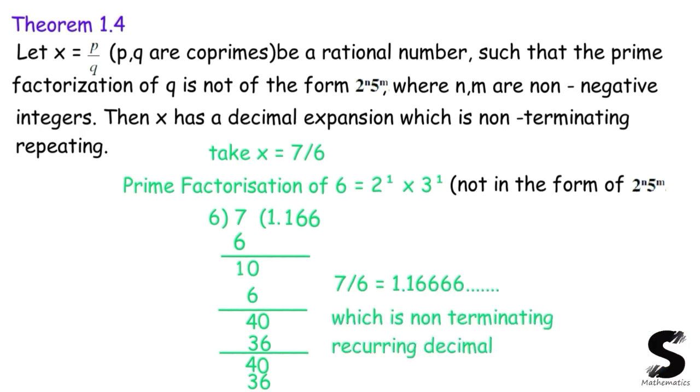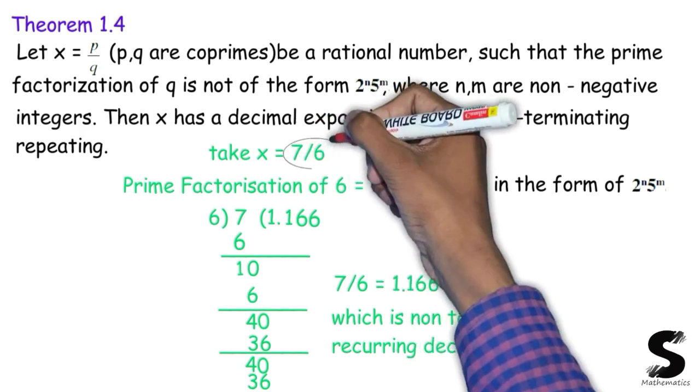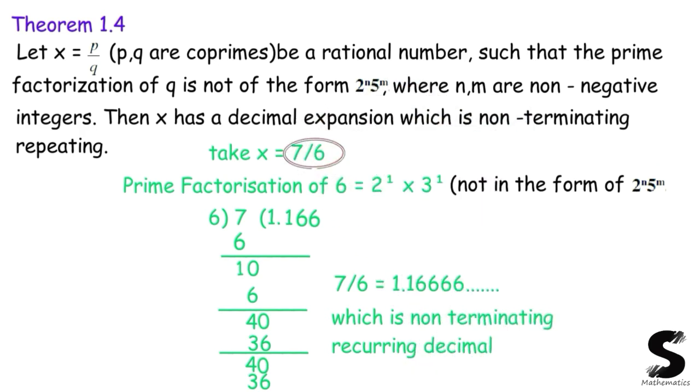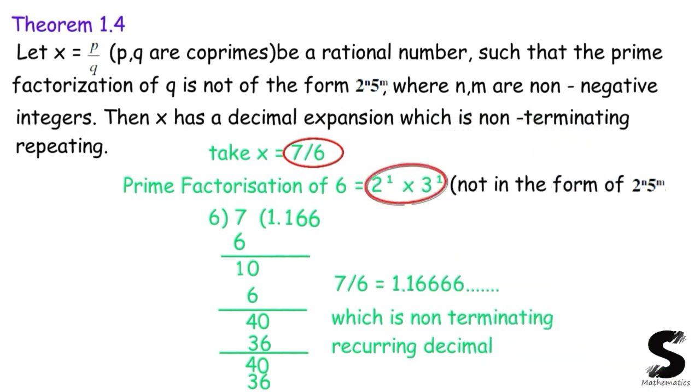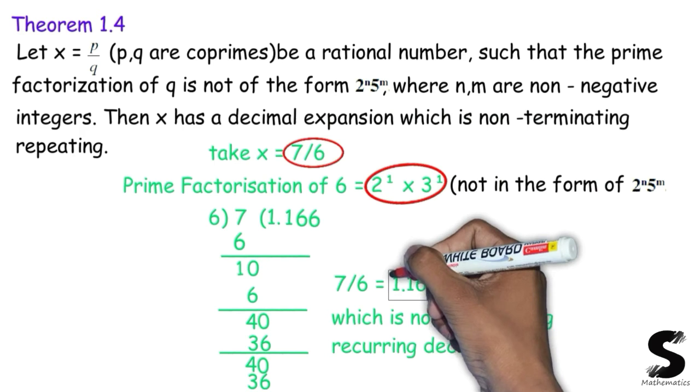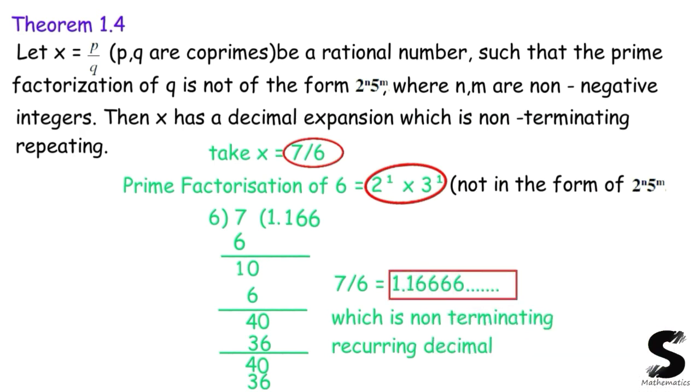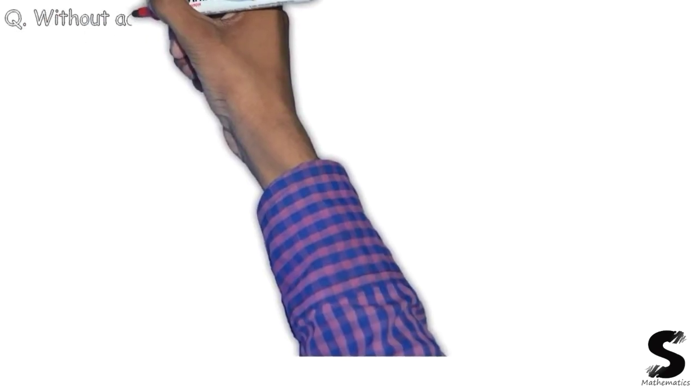Now correlate the example with the statement of the theorem. We took the rational number as 7 by 6 and the prime factorization of the denominator is not in the form of 2 power n into 5 power m. Hence we get the decimal expansion of the rational number which is non-terminating recurring decimal. Now we do some problems which are based on these statements of theorems.